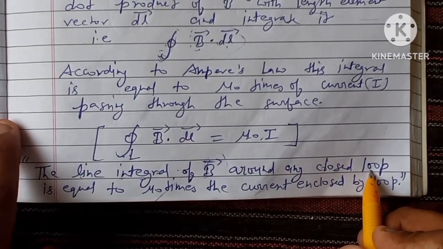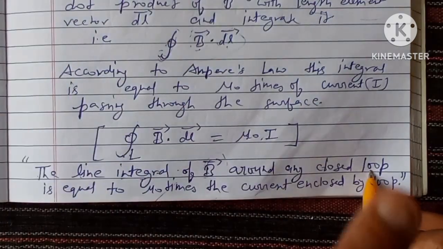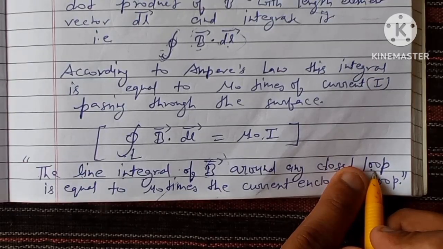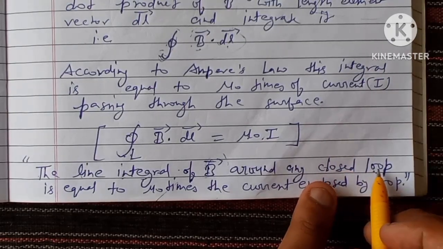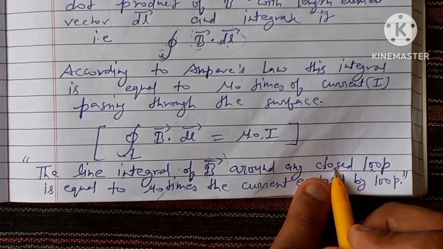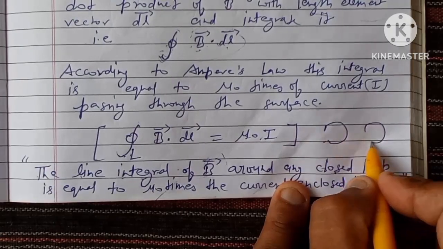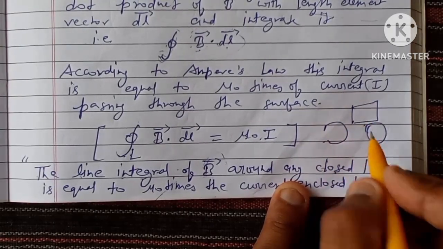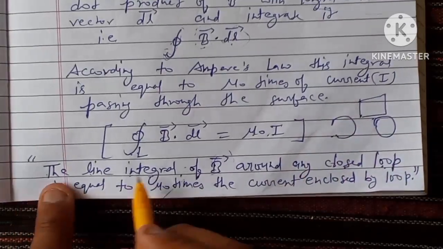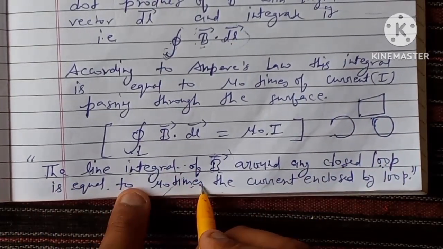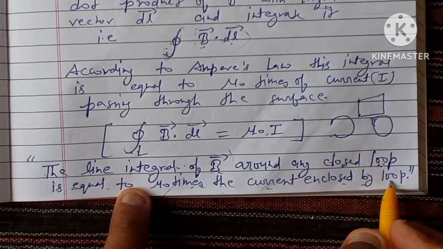Now here I am representing that boundary with another word, that is loop. And the loop should be closed. That is very important. Loop should not be open. You cannot consider a loop like this. This is an open loop. Loop should be closed like this. So the line integral of magnetic field around any closed loop is equal to mu naught times the current enclosed by the loop.